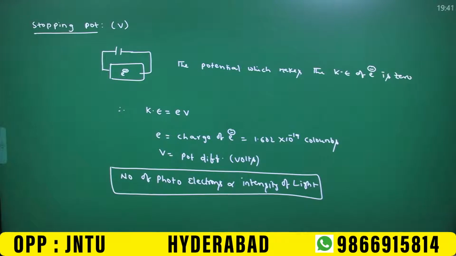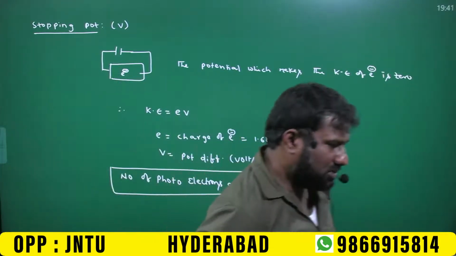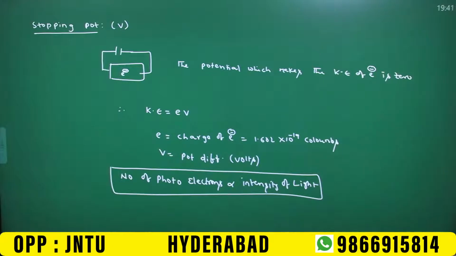Number of photoelectrons is directly proportional to intensity of light. Next point, number of photoelectrons is independent of frequency, wavelength, and energy of light. These factors cannot change the number of photoelectrons. The number of photoelectrons only depends on the intensity of the light.